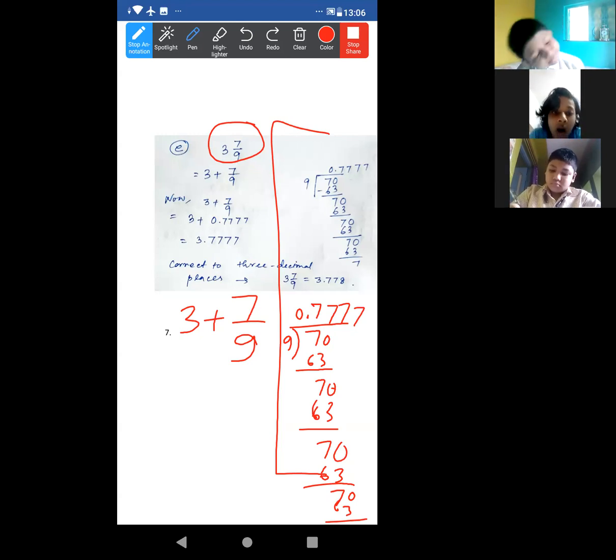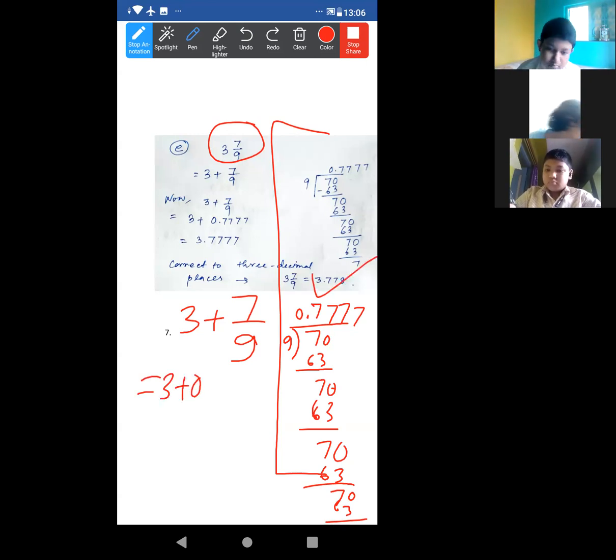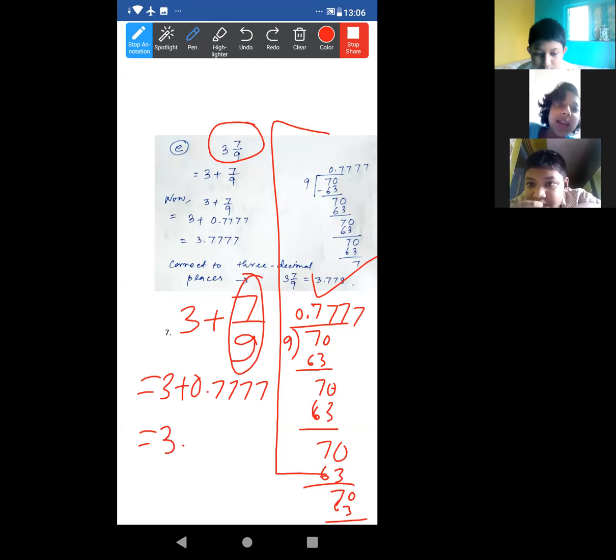Done. Now in place of this 3 plus, we can write 0 point in place of 7 by 9, 777. Yes, so it will be just 3.777. Achha, it is very much easy, na.